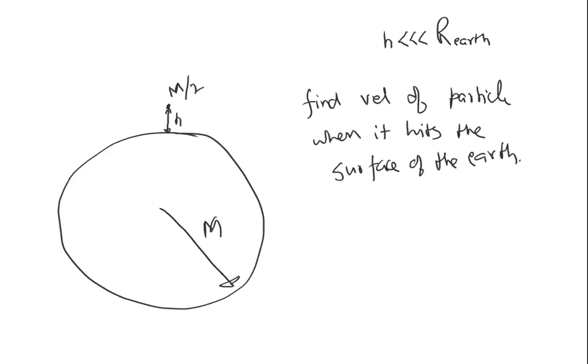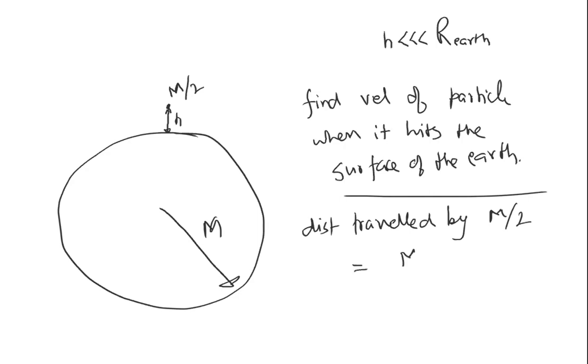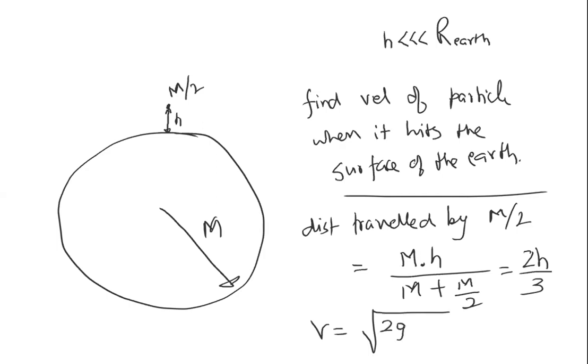No no no, the whole point is that the object is not going to travel the distance h, that is the whole point. I just explained the pattern. So the distance traveled by M by 2 will be equal to the other mass multiplied by the total distance between them divided by the sum of masses. So before it hits the surface of the earth, the distance traveled by it will be equal to 2h by 3. So velocity is simply equal to root of 2g times 2h by 3, root of 4gh by 3.